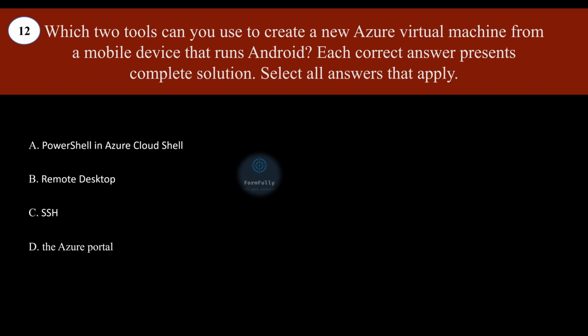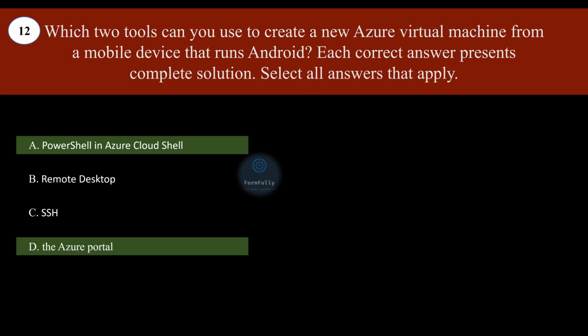Question 12. Which two tools can you use to create a new Azure virtual machine from a mobile device that runs Android? Each correct answer presents a complete solution. Select all answers that apply. Options are A, PowerShell in Azure Cloud Shell, B, Remote Desktop, C, SSH, D, the Azure Portal. And the correct options are A and D.